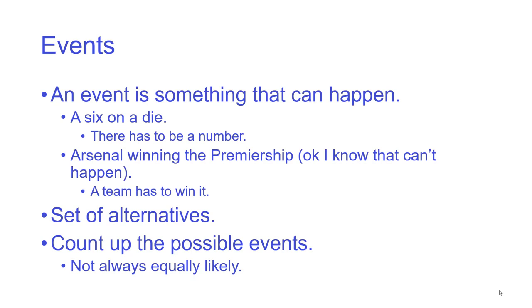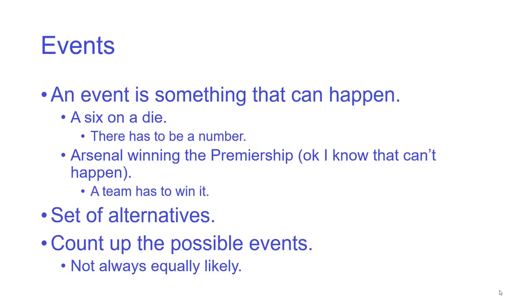An event is something that can happen. So the exhaustive set of events is all the possible things that can happen. So on a die, there has to be a number. If it's a regular 6-sided die, then there are 6 numbers. You can have a cheating die where 2 of the numbers are the same, but still there are 6 faces of the die and any of those 6 faces are equally likely to turn up.